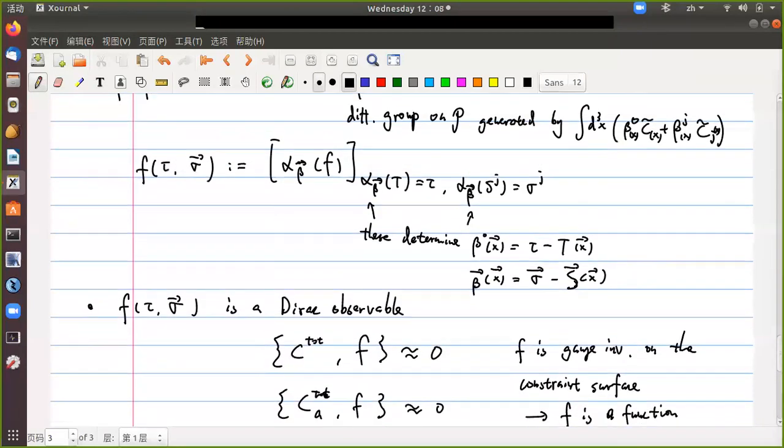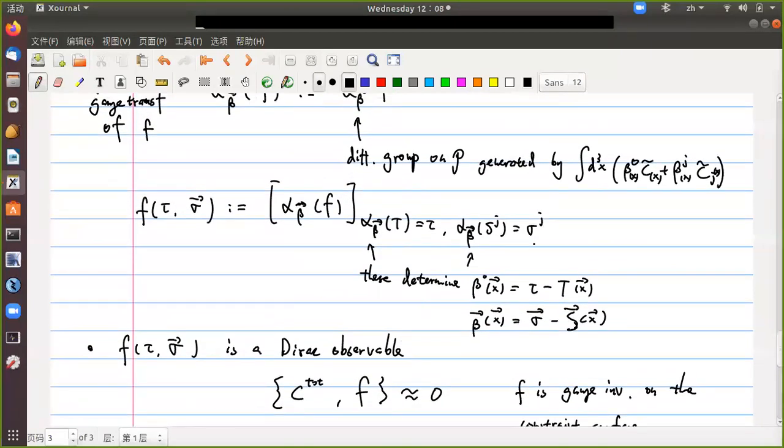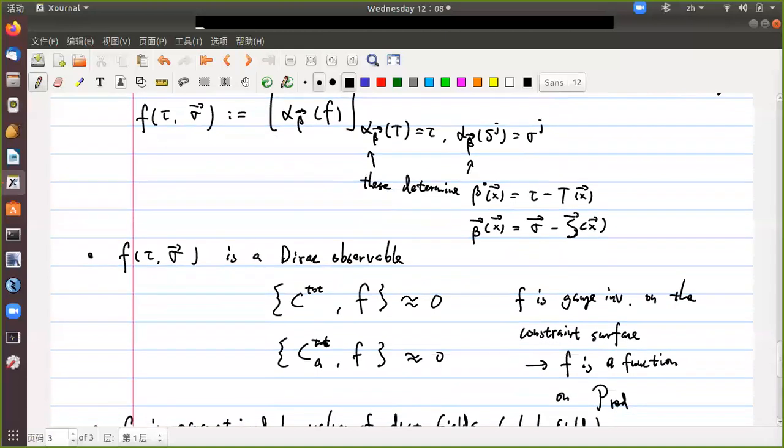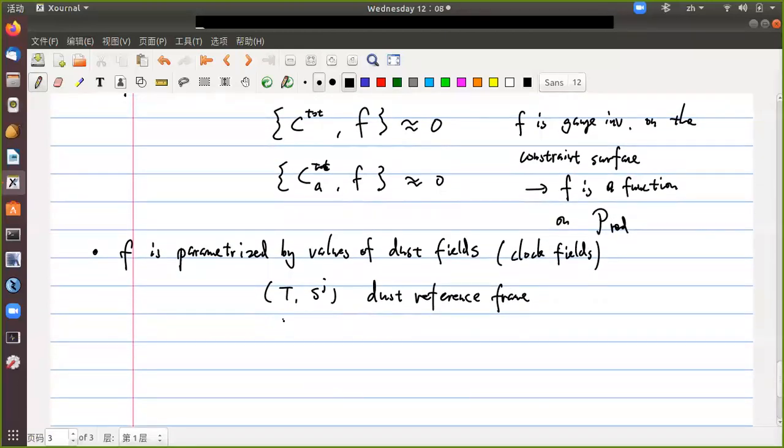Because the values of those fields are tau and sigma, they are actually parameters to parameterize the Dirac observable. So T here corresponds to physical time tau, and the value of S corresponds to physical space sigma. This is the physical time and physical space.